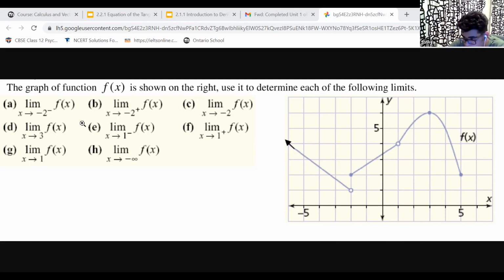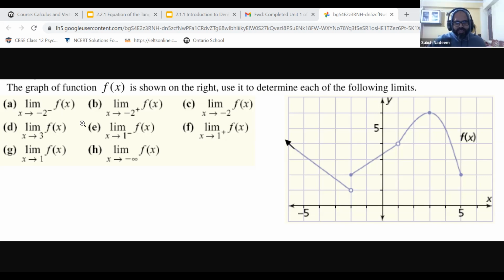And for three, sorry, one minute. For three, it's six. Yeah, six. Left and right both are the same. It's 6. And for one minus, it's four. For one plus, it's four again. Yeah, it's 4. Limit at 1, it's 4. But if it was f of 1, what would it be? Undefined.